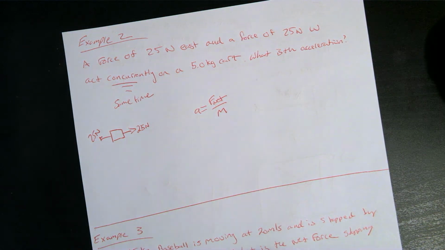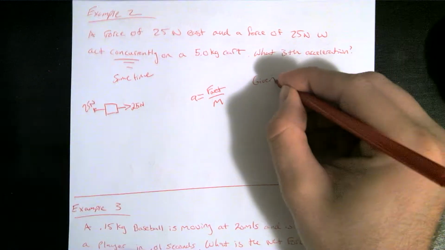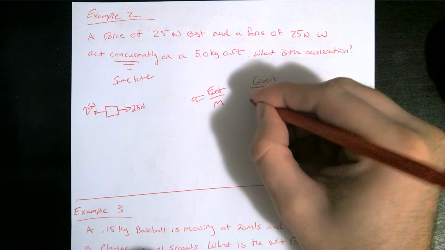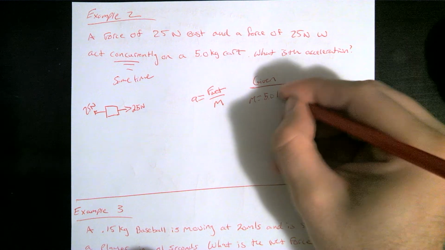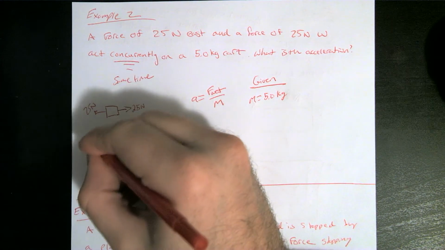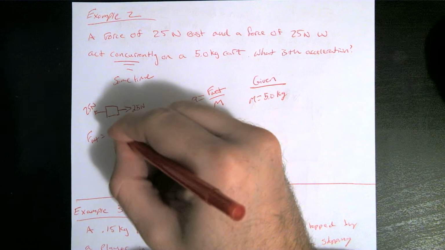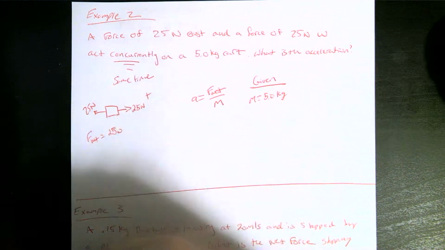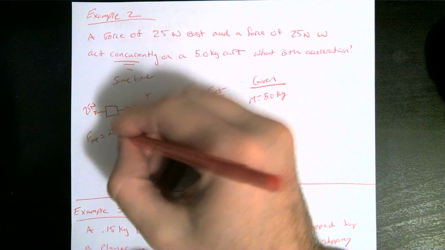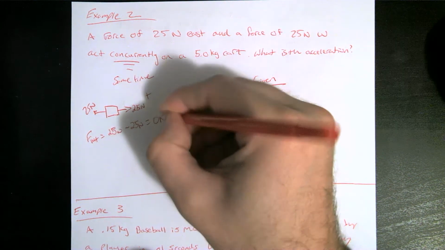So what must we have to solve for the acceleration? Well, we have our given, right? Our mass is 5 kilograms. If we look for the net force, we have to do vector addition here. So we're going to say 25 newtons, right? I'm going to go into the right positive. So 25 newtons minus 25 newtons gives you 0 newtons.